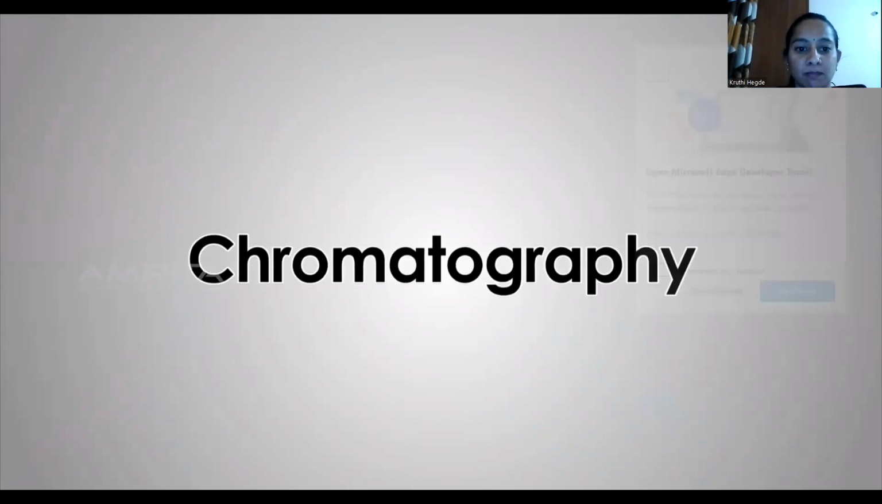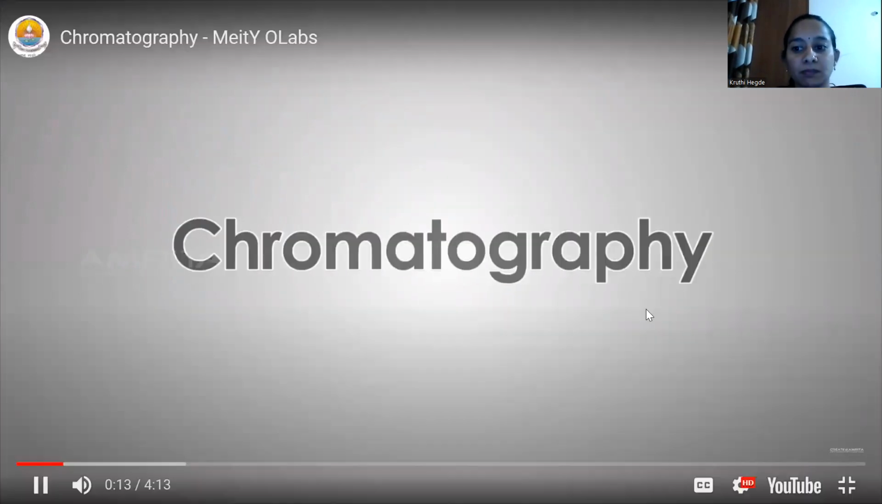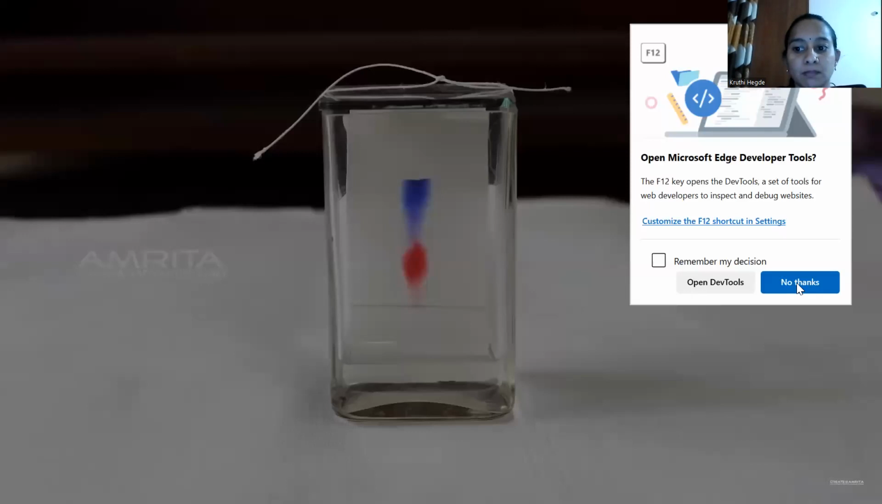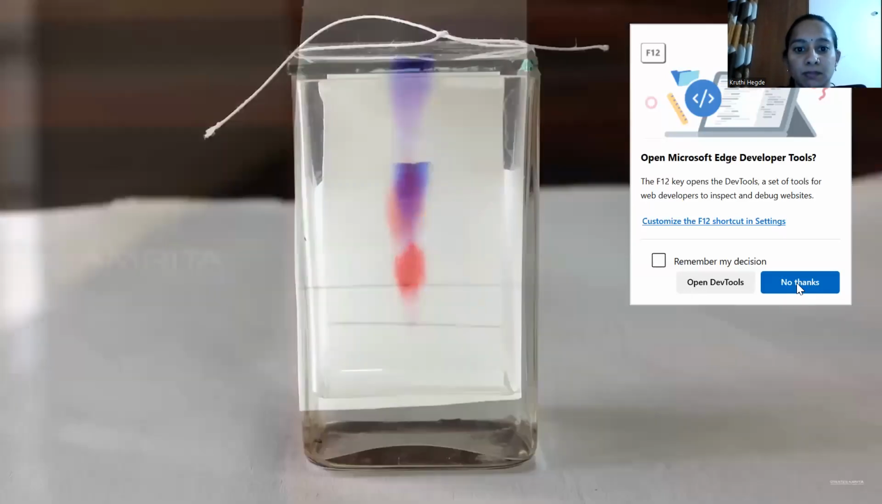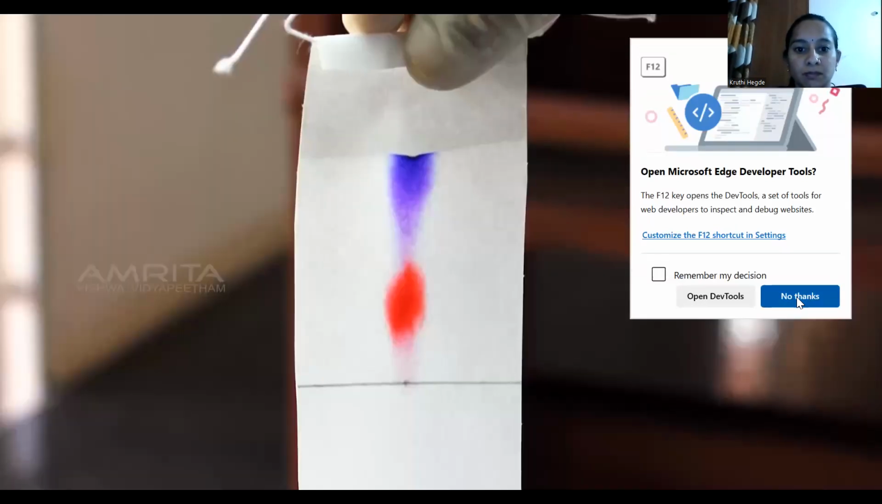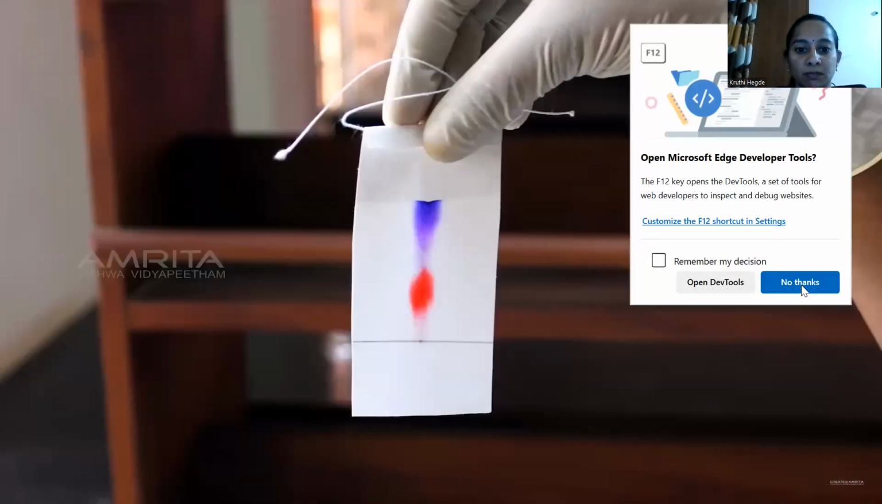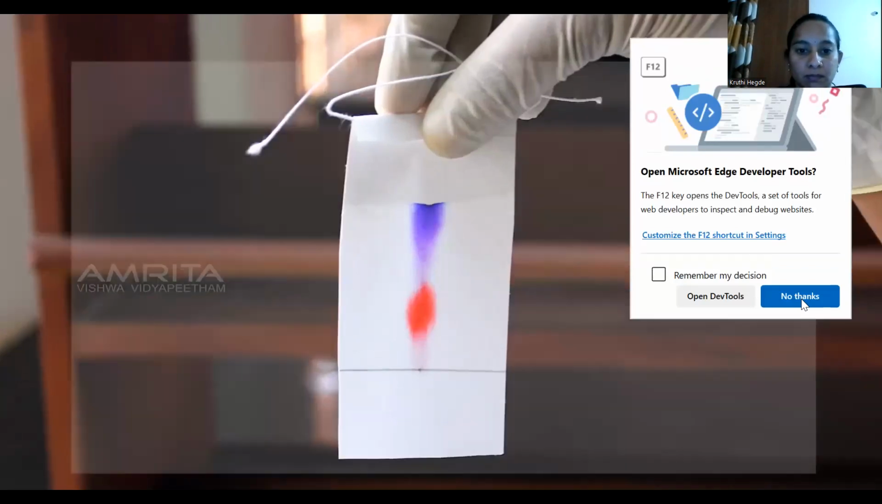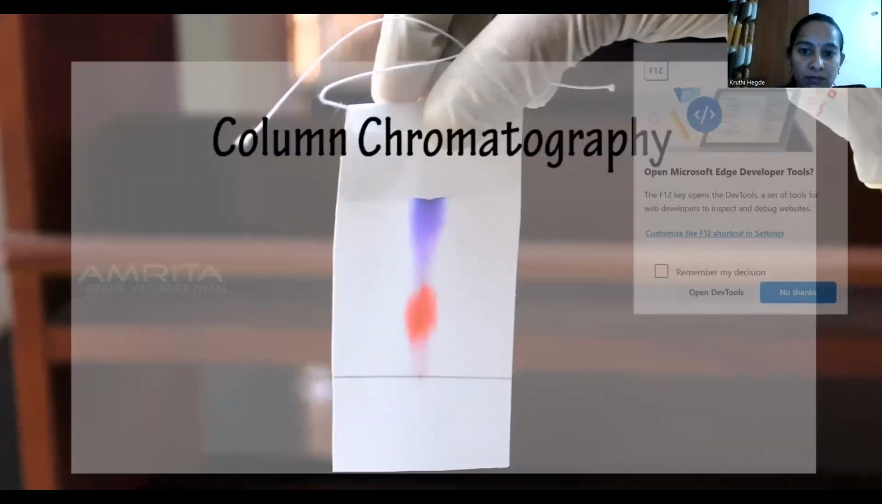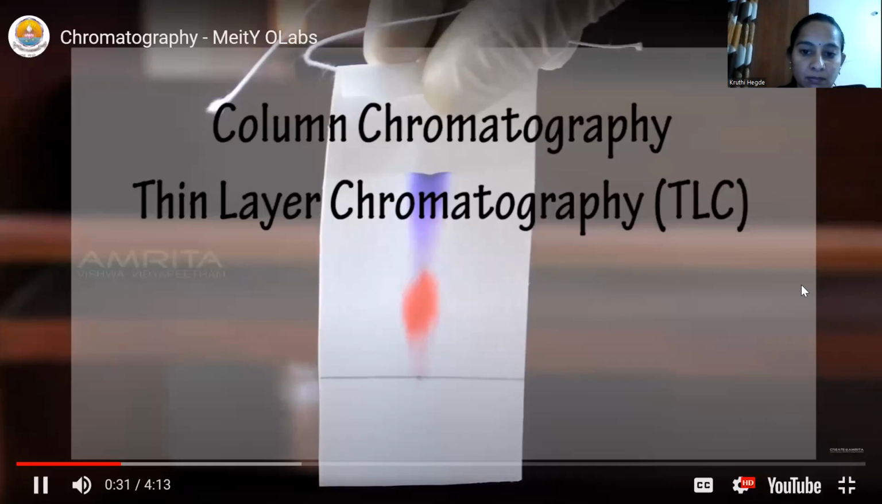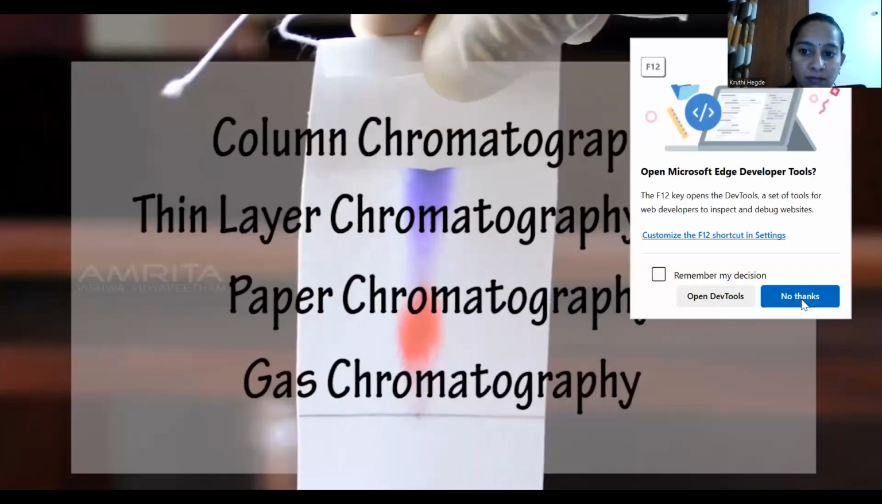Chromatography. Chromatography is a separation technique used to separate the different components in a liquid mixture. There are different types of chromatographic techniques such as column chromatography, TLC, paper chromatography, and gas chromatography.